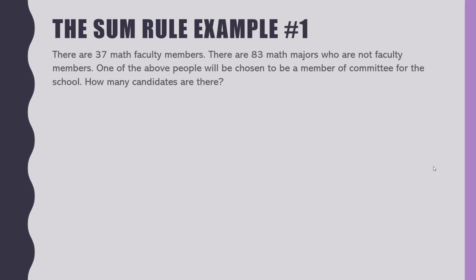All right, so take a look at this example. There are 37 math faculty members. There are 83 math majors who are not faculty members. One of the above people will be chosen to be a member of a committee for the school. How many candidates are there?